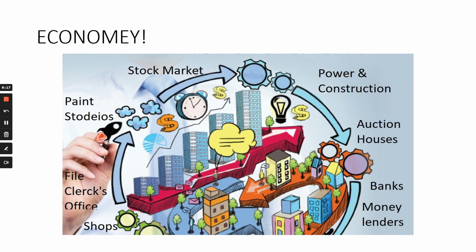Awesome. So the economy includes stock markets, power and construction, auction houses, banks, money lenders, file clerk offices, and shops. Oh my, and don't forget paint studios. I left out gyms and physical stuff. This is for a reason. I know there's more to the economy. It doesn't all fit on the sheet, okay? The economy, a beautiful, wonderful place to make plenty of money, as long as it's done right and done smart.